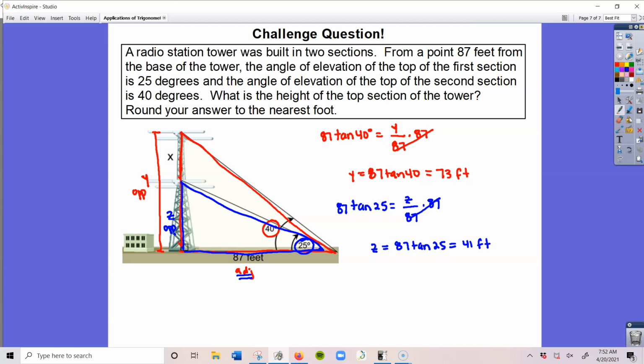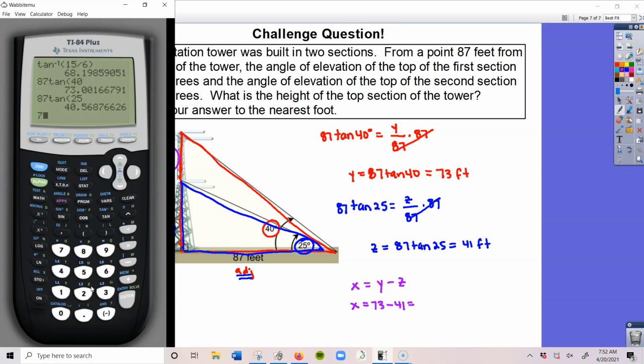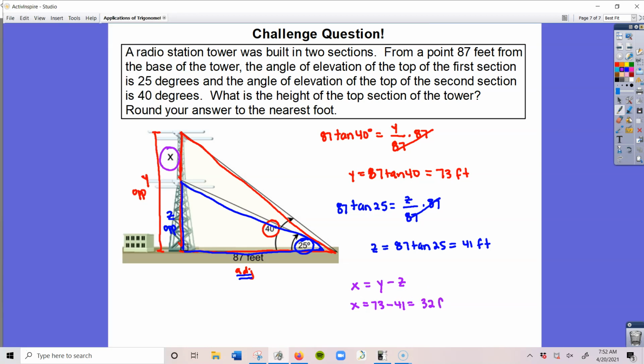Now that I have y and I have z, in order to figure out x, what I would have to do is that x is going to equal my large height, which is y, minus the small height, which is z. So x is going to equal 73 minus 41. So let's subtract. And I get that x is equal to 32 feet. And that would be my final answer.